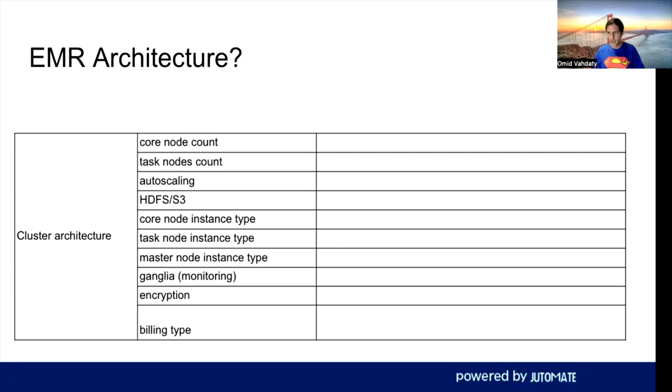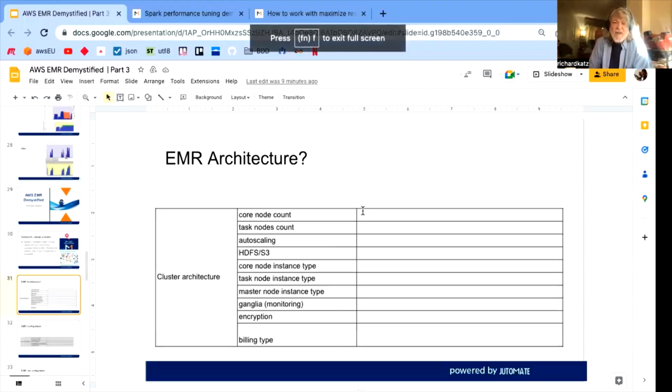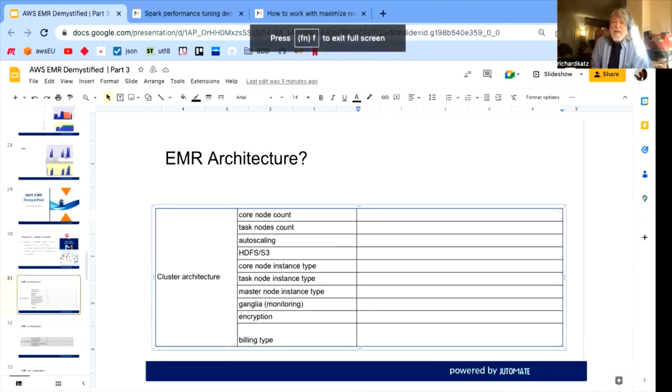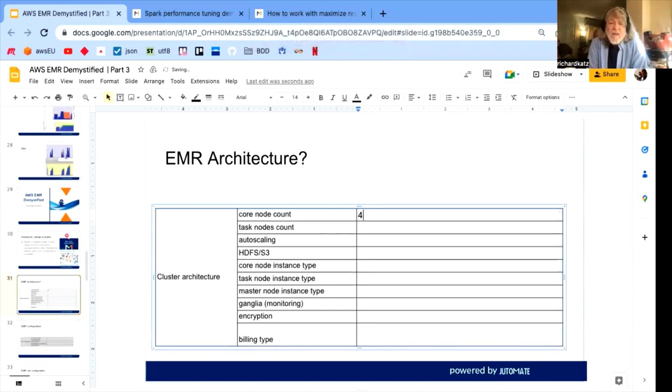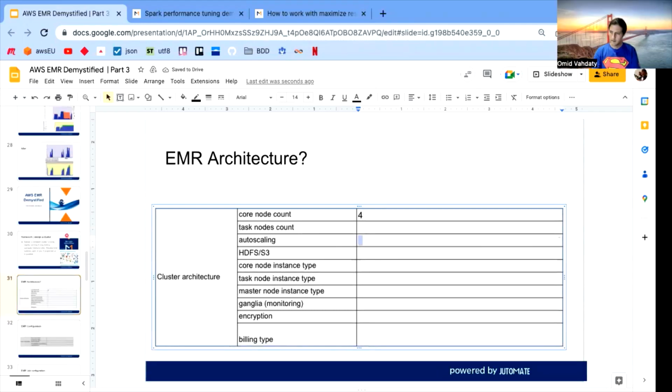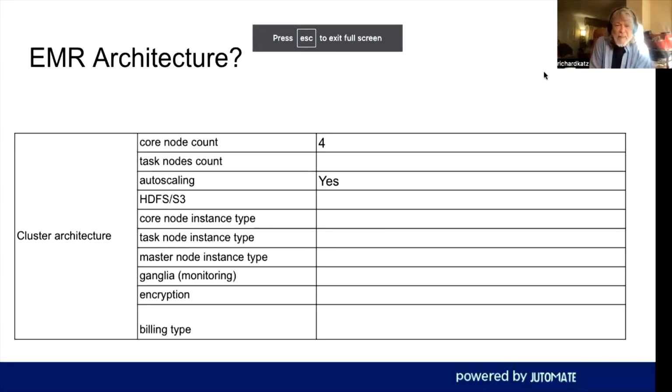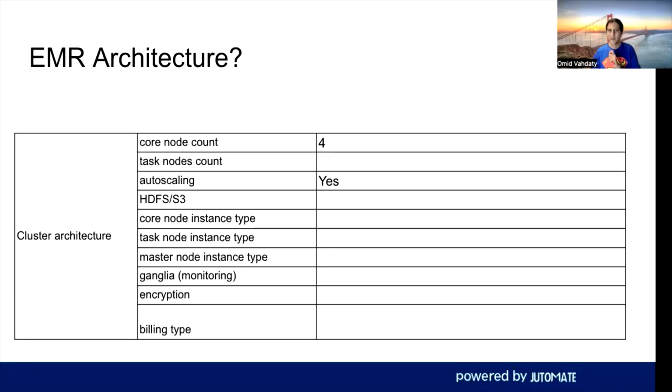Okay. Well, let's say that we started with 4 nodes and we're going to auto scale just as a starting point. Great. And we're going to auto scale. Are you going to use task nodes? I haven't been to all the lectures, so I'm not sure what a task node is. I can look it up.